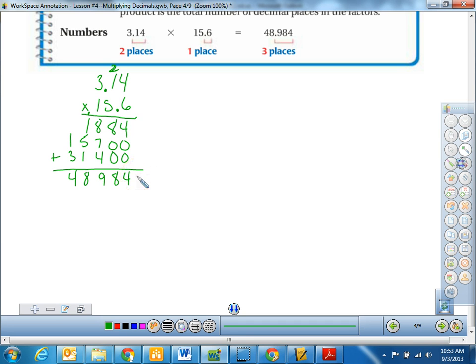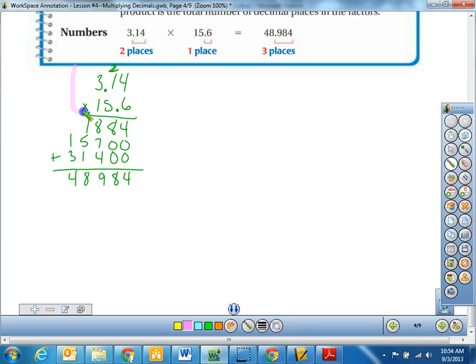Now is when I need to remember my decimal places. And so what I need to look at now, and I'm just going to highlight this quickly for you, is I need to look up in this section right here. Here's my decimal point, and I have 2 numbers to the right. Here's my other decimal point. I have 1 number to the right. So I have a total of 3 numbers to the right of the decimal points. I have a 1, a 4, and a 6. So there's 1, 2, 3 numbers to the right of my decimal points.